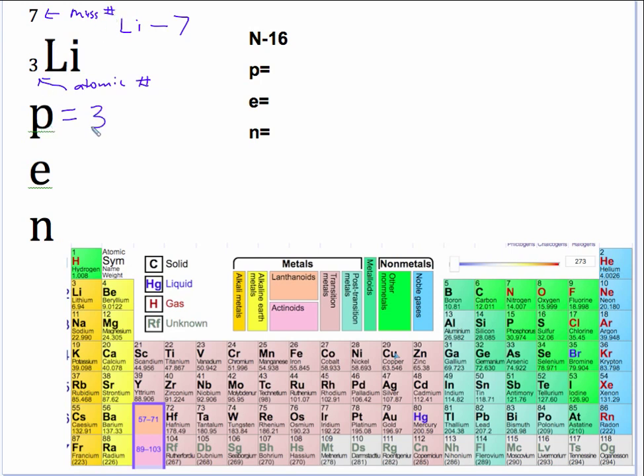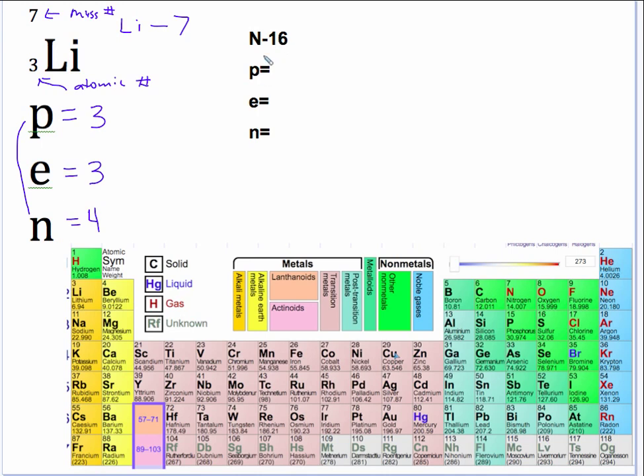So the protons will always equal the atomic number, and the protons always equal the electrons. Protons plus neutrons, so if I add these two together, they have to equal the mass number. So 3 plus what equals 7? The answer is 4. Okay? Let's do nitrogen 16. Okay? 16 is the mass number.